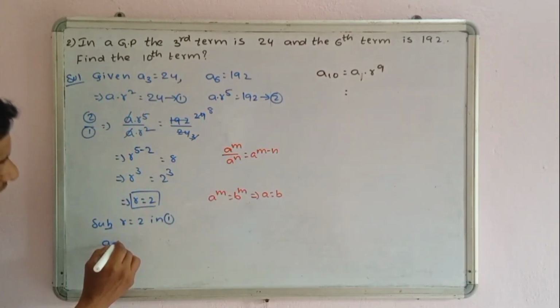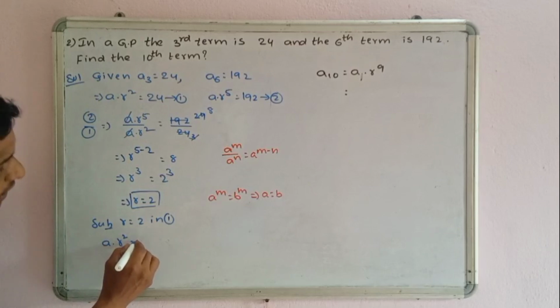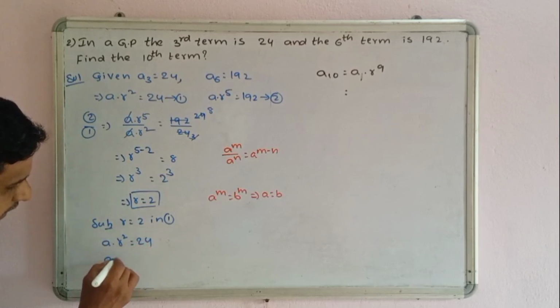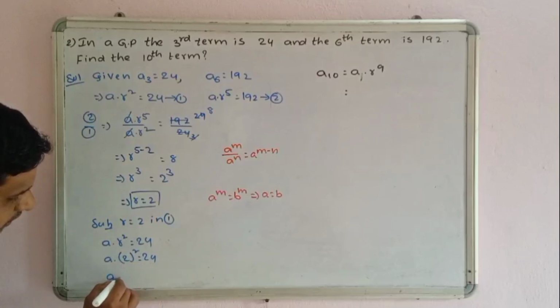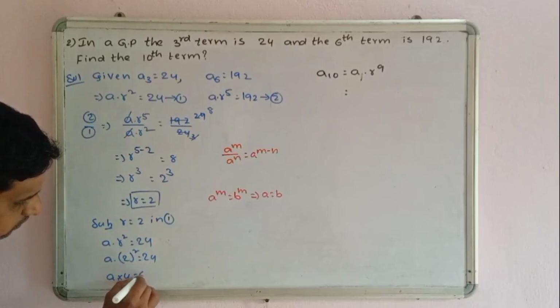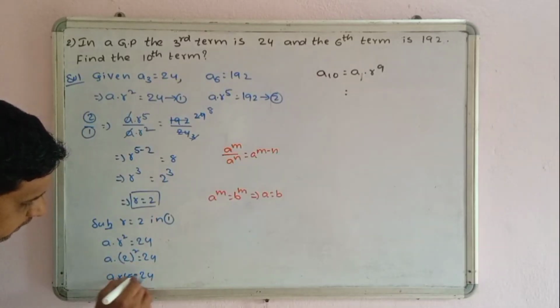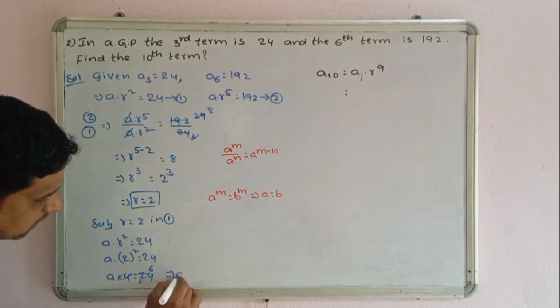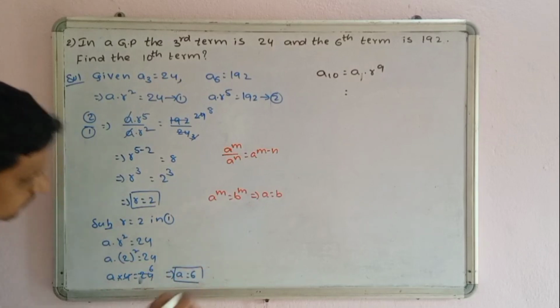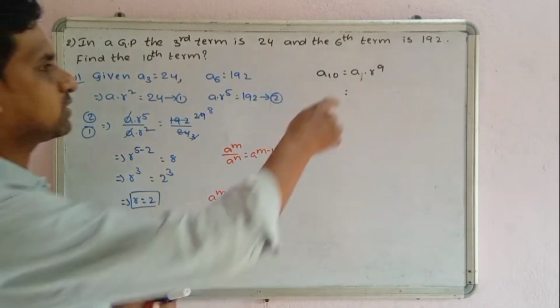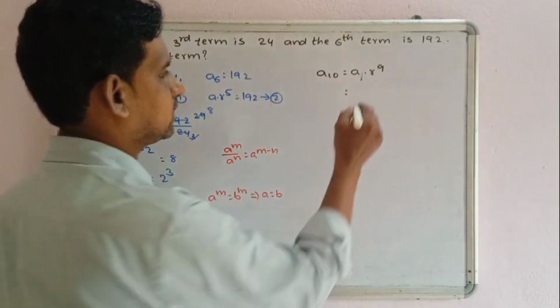So what is 1? A into R square equals 24. A times R value 2 square equals 24. Okay, A into 2 square, value 4, equals 24. Okay, 4 times so 6 times. Therefore A equals 6. Okay, ఇప్పుడు A తీసుకొని ఇందులో సబ్స్టిట్యూట్ చేయండి. సో A equals 6.